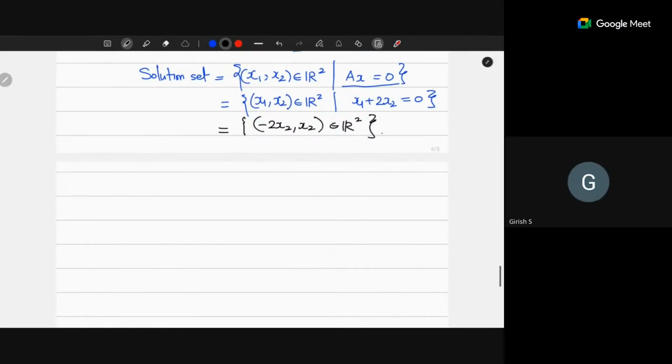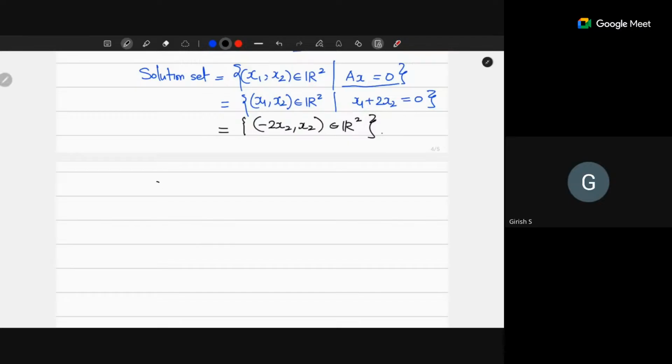Now, in order to find out the basis of this null space, so till this point, the solution set is clear to all of you. How do we get the solution set? It is not 0, 0. And what is the dimension of this solution set? How to find out that?